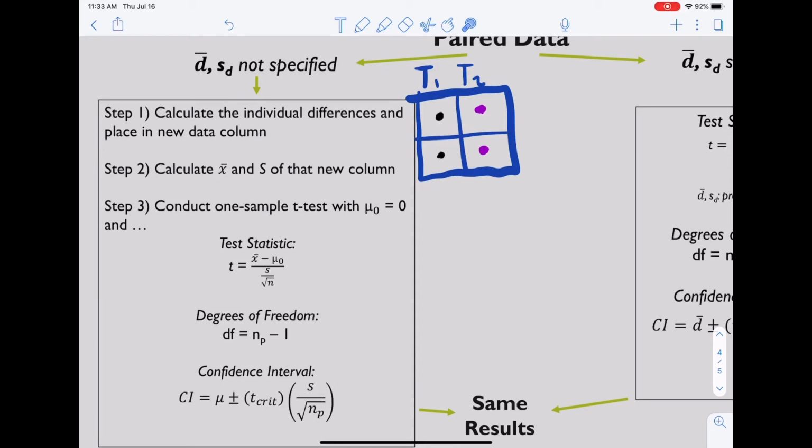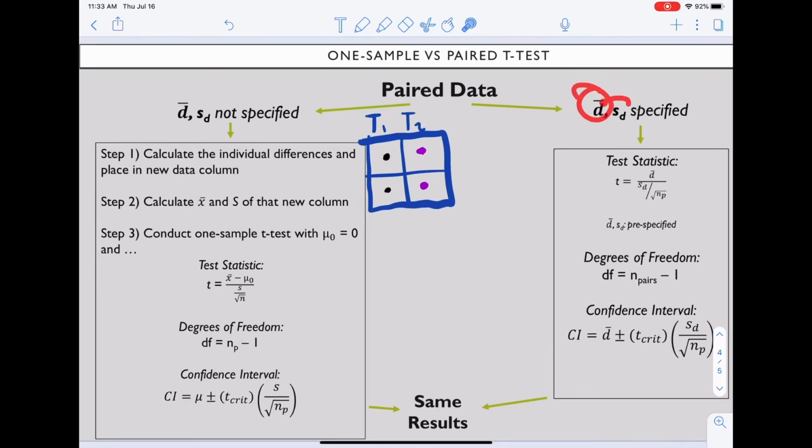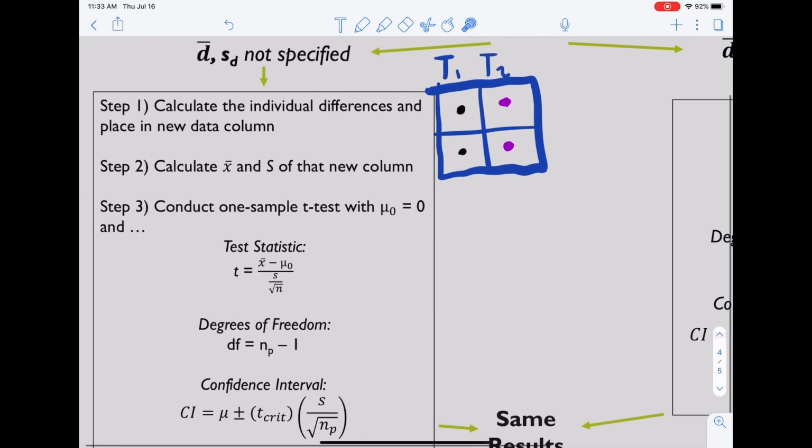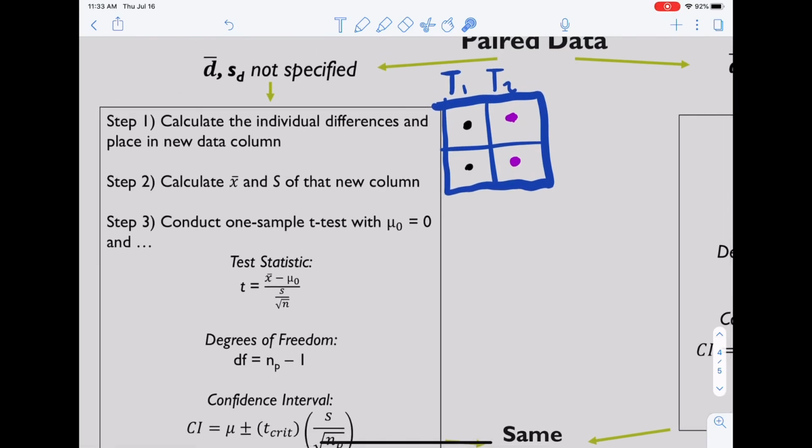So what do I do in this case? We know that the data are paired, but I'm not given d bar or the standard deviation for the differences. And we know, well, you don't, but I do, that doing this is a little difficult, time consuming, and not totally necessary because we have this other way of doing it. So what do I do? Well, step 1 is to calculate the individual differences and place them into a new column. So let me actually do this.